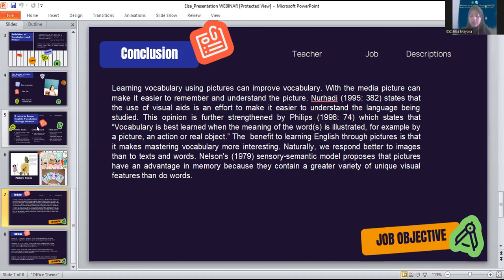According to Nelson in 1979, such a systematic model proposed that images have an advantage in memory because they contain a greater variety of unique features than words. All right, next slide.